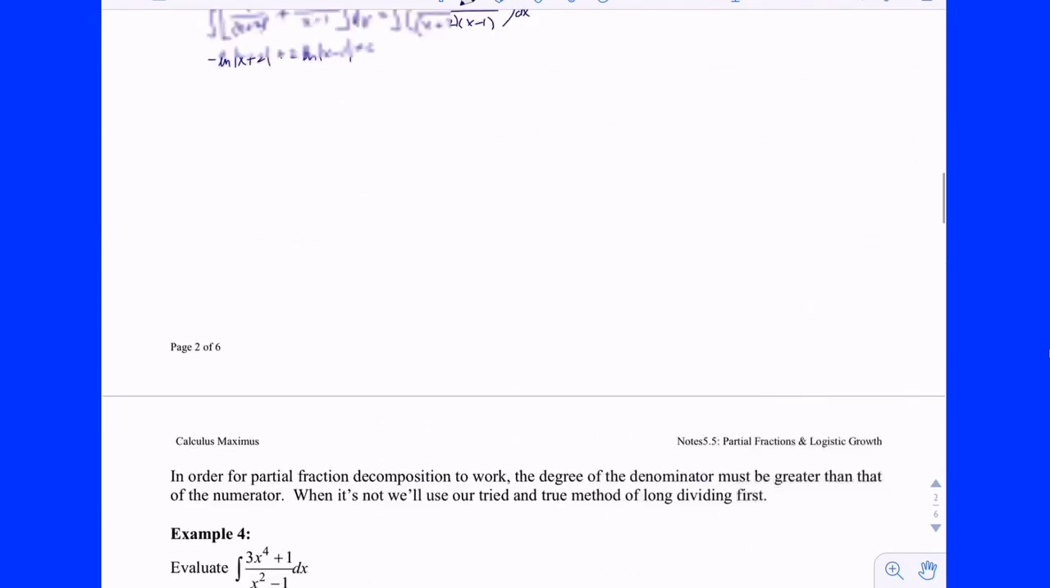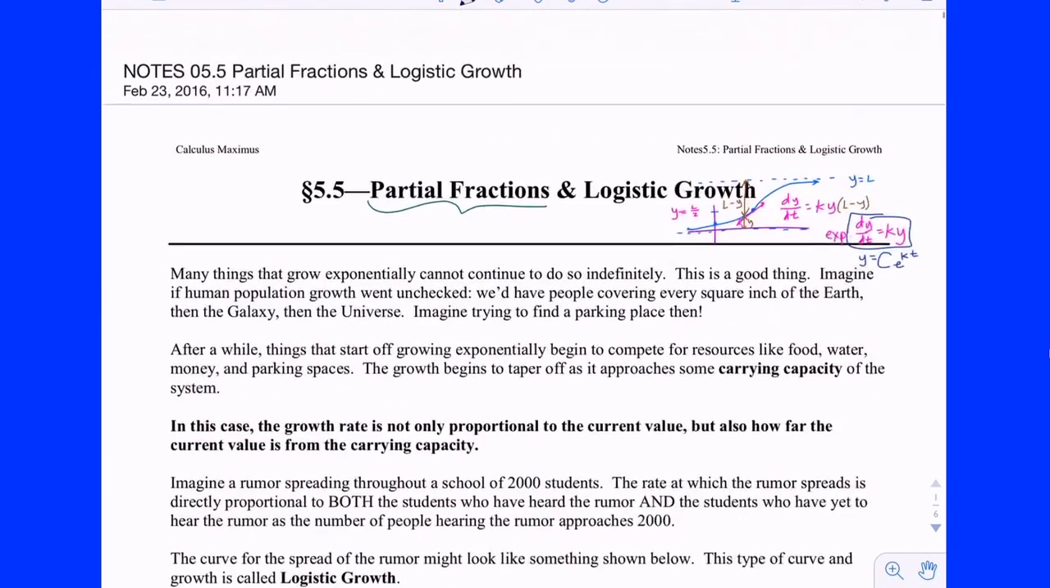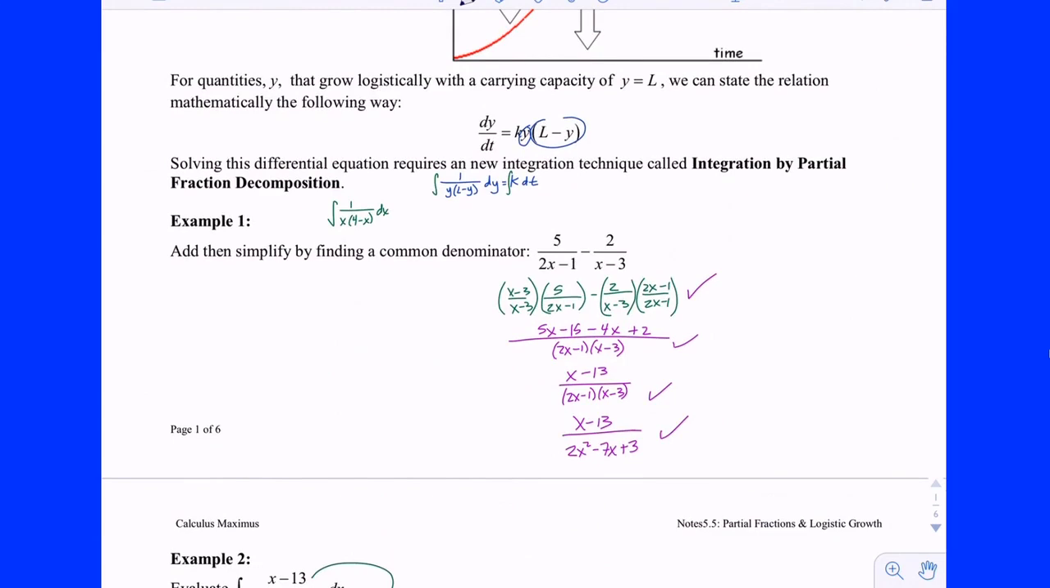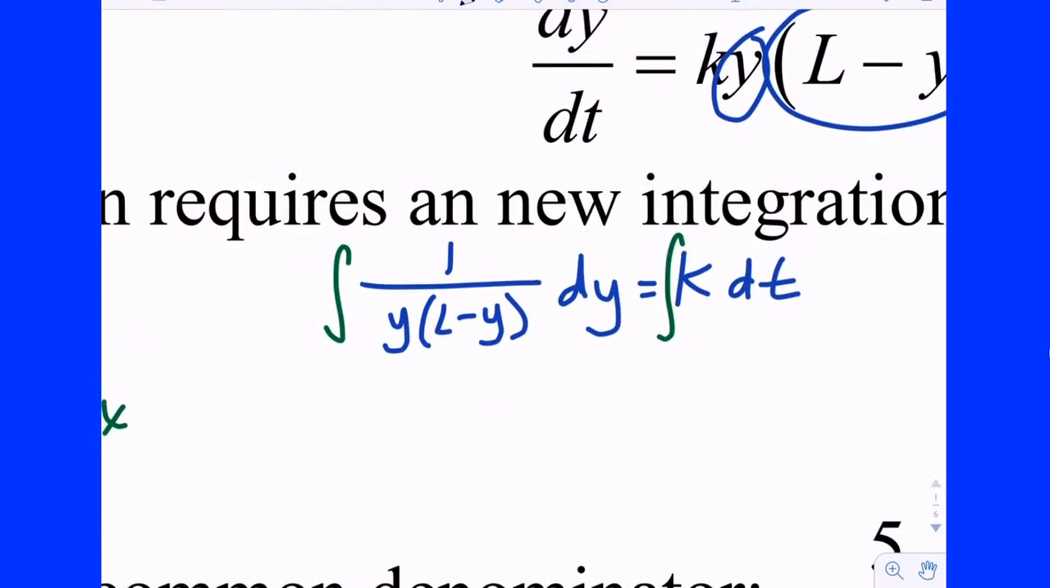Okay, now the decomposition method, where are we going with all this? Why are we looking at this method now? Remember, our goal was to find the antiderivative of 1 over y times (L minus y) with respect to y. Guess what method we're going to use to find its integral? The partial fraction decomposition by the Oliver Heaviside cover-up method. Heaviside, H-E-A-V-I-S-I-D-E. I'm out of here. There we go.